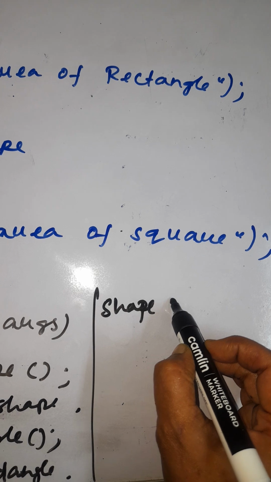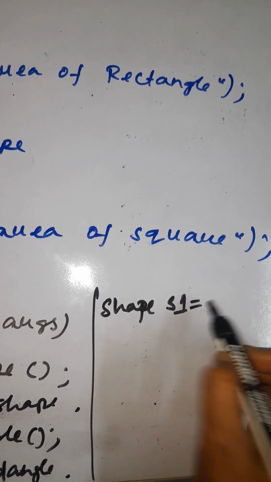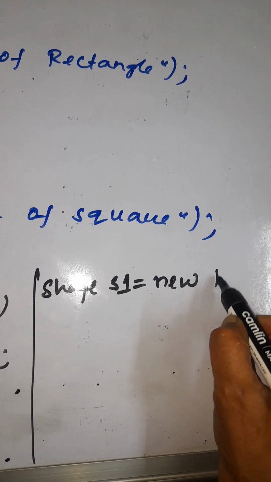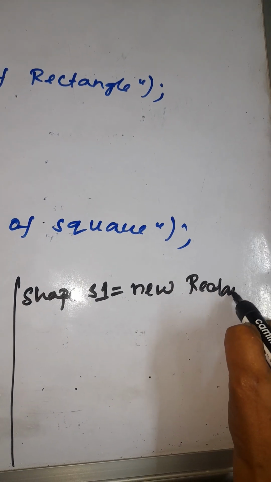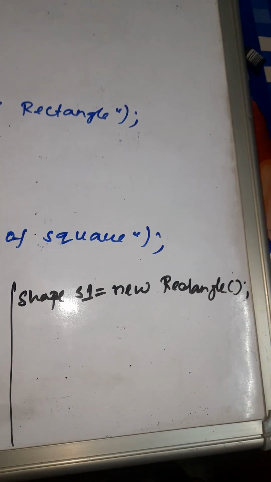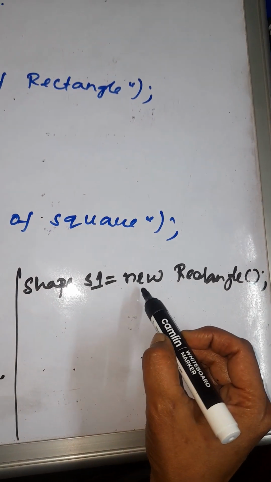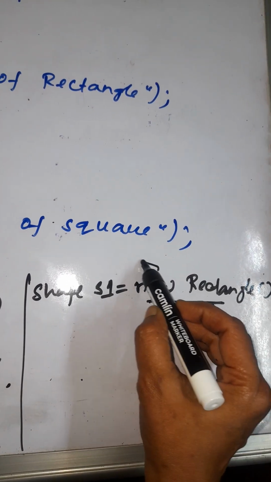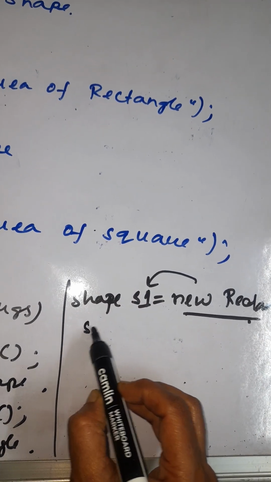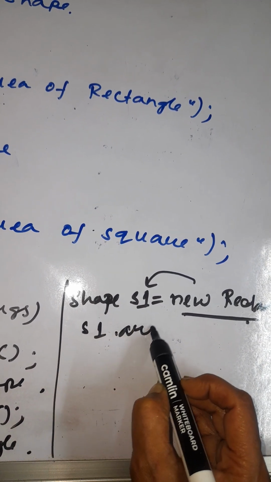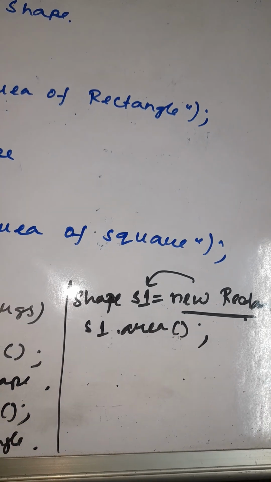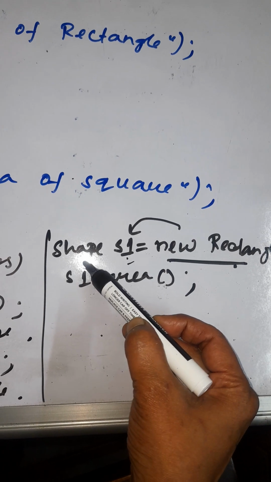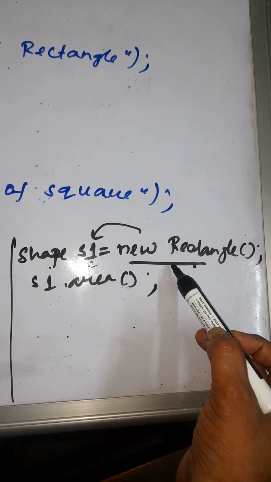Now maybe if you want to create a reference of the Shape class, that one is Shape S1. Now if you want to create the object of new Rectangle, this one is the concept of polymorphism. When you do like this, new Rectangle, the object of the Rectangle class will be created and the address will be stored within S1. Now if you want to call S1 dot area, what will be the output now?